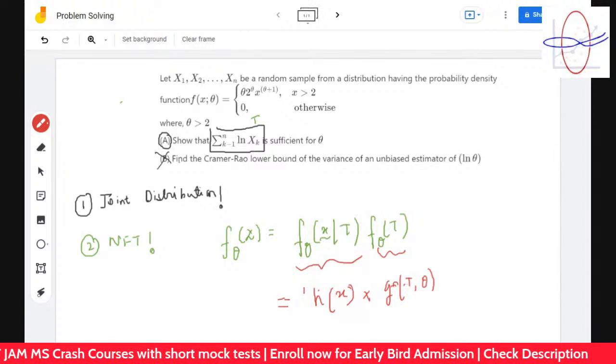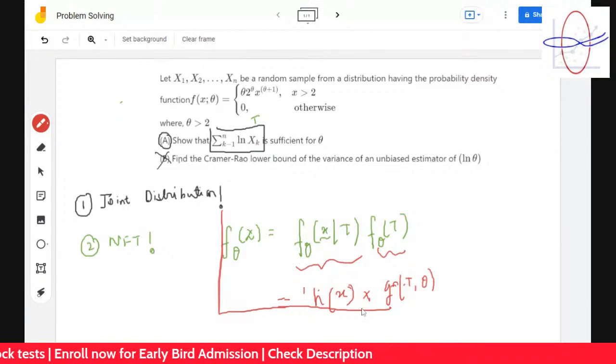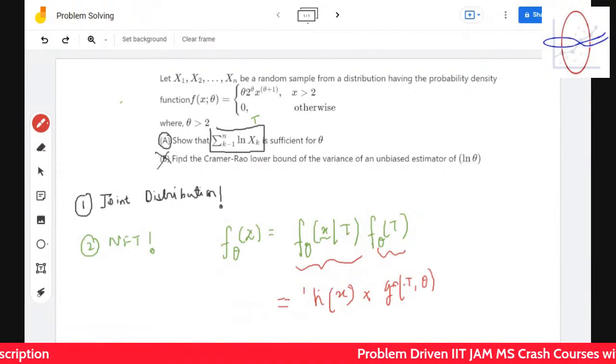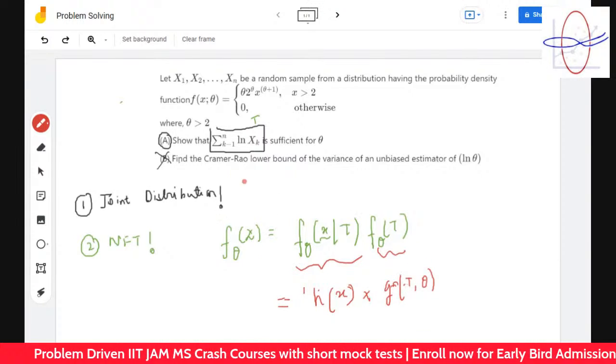Yes, sir. Good. Perfect. So this is the basic definition. Okay, so it's an if and only if condition. So that's the beauty of it. We will be using this to find that if we can express it in this format, then this t is sufficient.